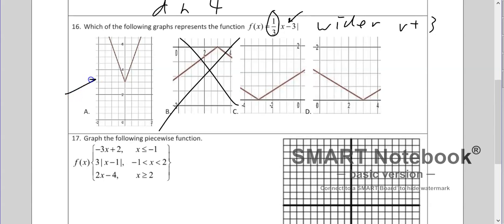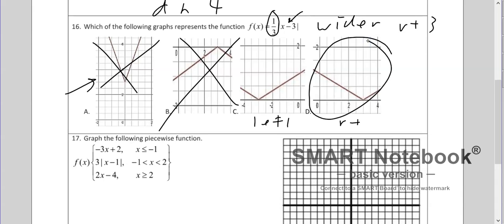So if you look at this one here, for one thing, it's actually narrower, and it's up 3. So that's completely opposite. Now these two choices, C and D, are both wider. This one is left, and this one is right. So we want to go with D, right 3.